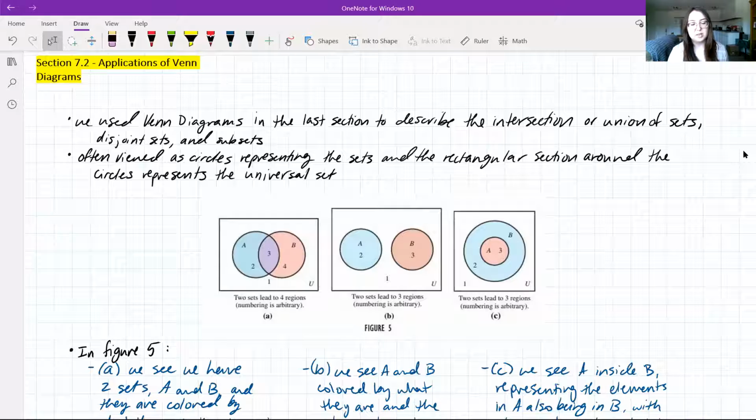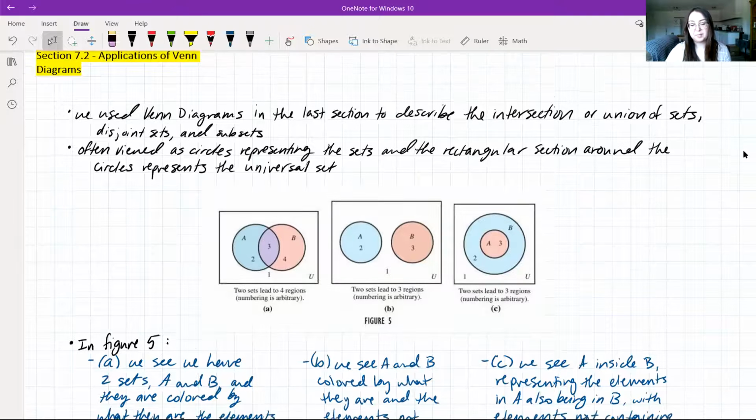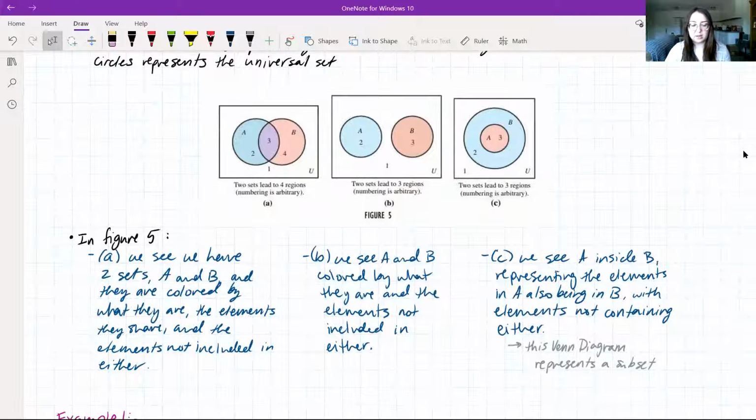and subsets. These are often viewed as circles representing the sets, and the rectangular section around the circles represents the universal set. You've always seen it drawn inside a rectangular or maybe square shape, and then you'll usually see a little U in the bottom corner, and that just represents the universal set, or all the values that we're thinking of. The circles represent different sets, and the overlappings will be where those sets overlap.